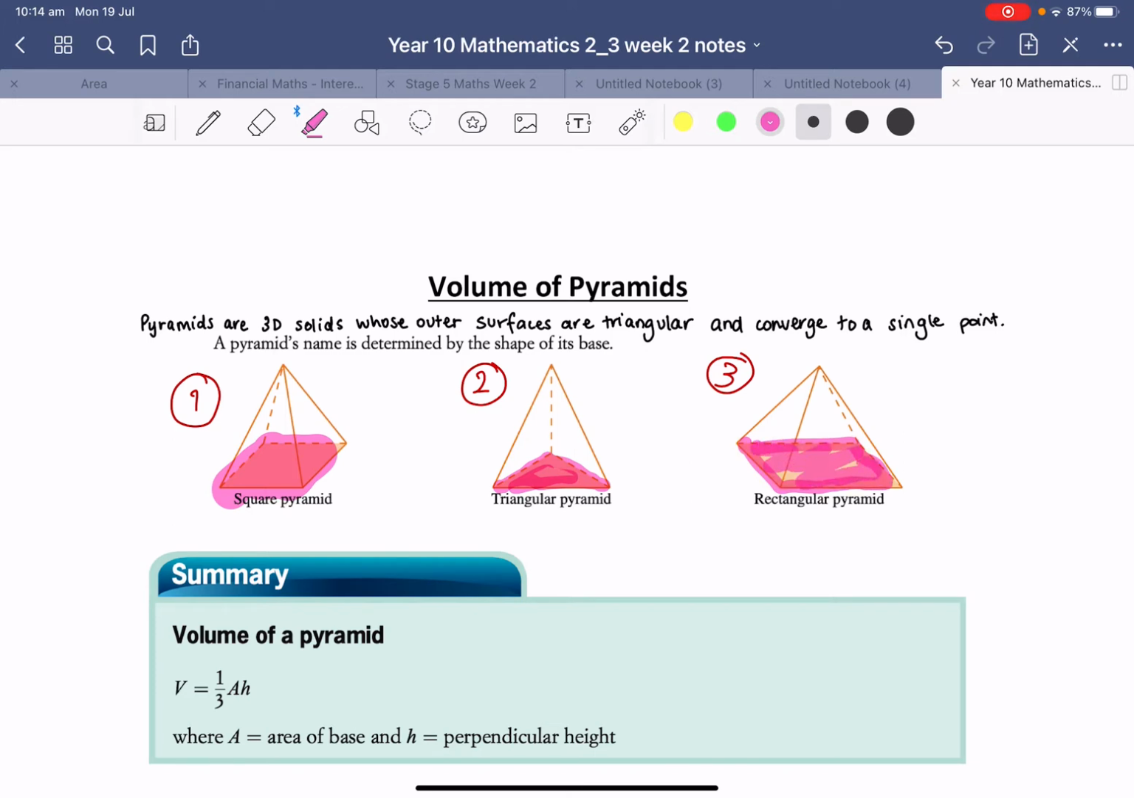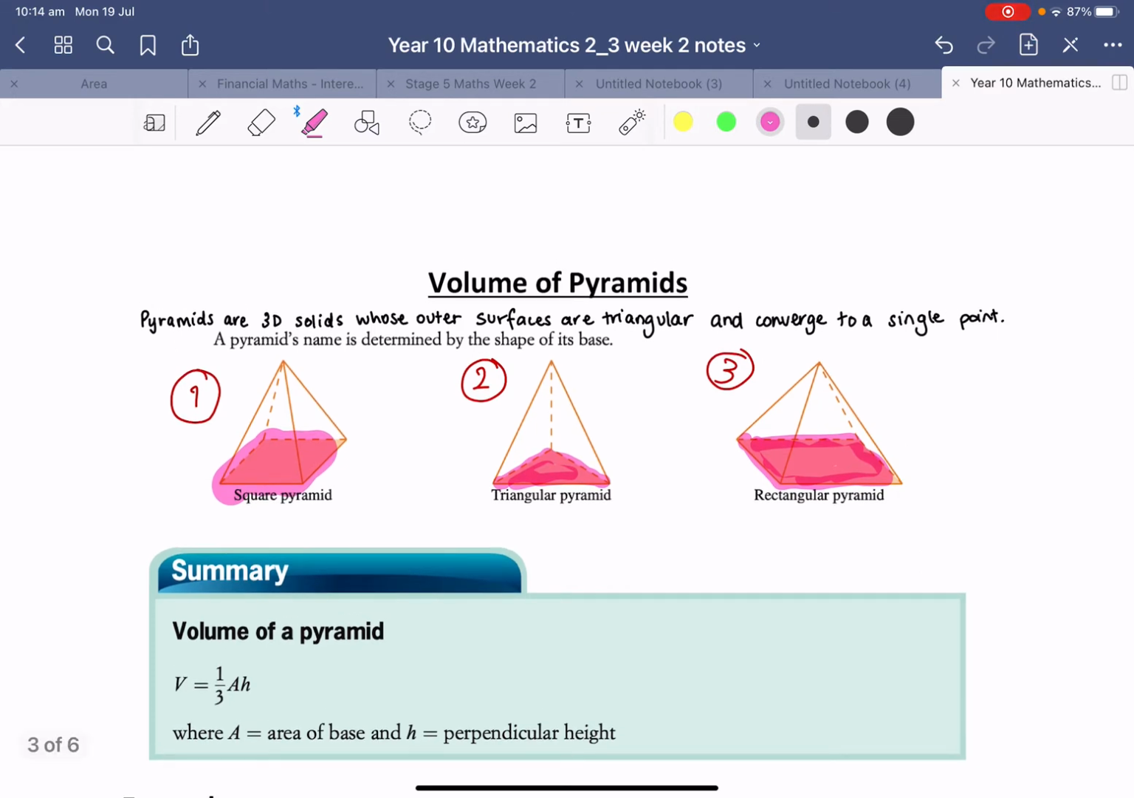We can find the volume of all three of these pyramids by using the simple formula stated in the box. So, the volume of a pyramid is a third of a prism. So it is V equals a third times the area of the base, A, times the perpendicular height.